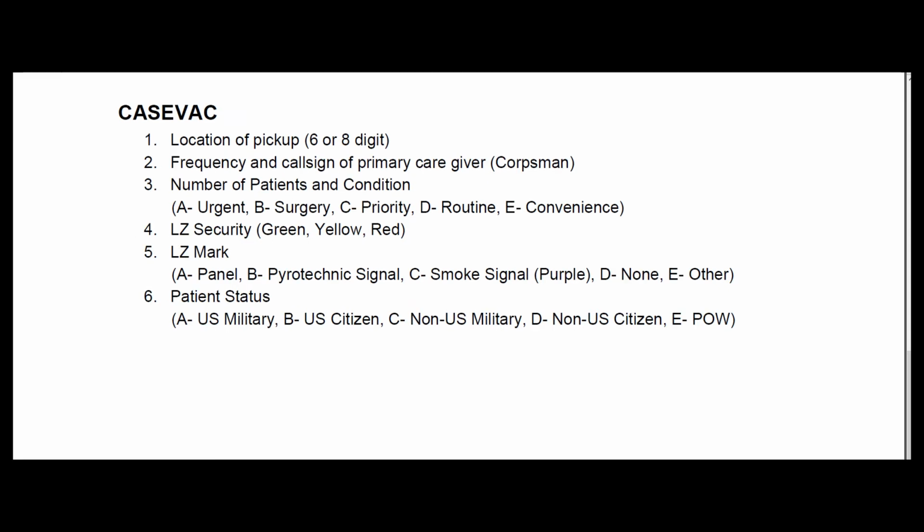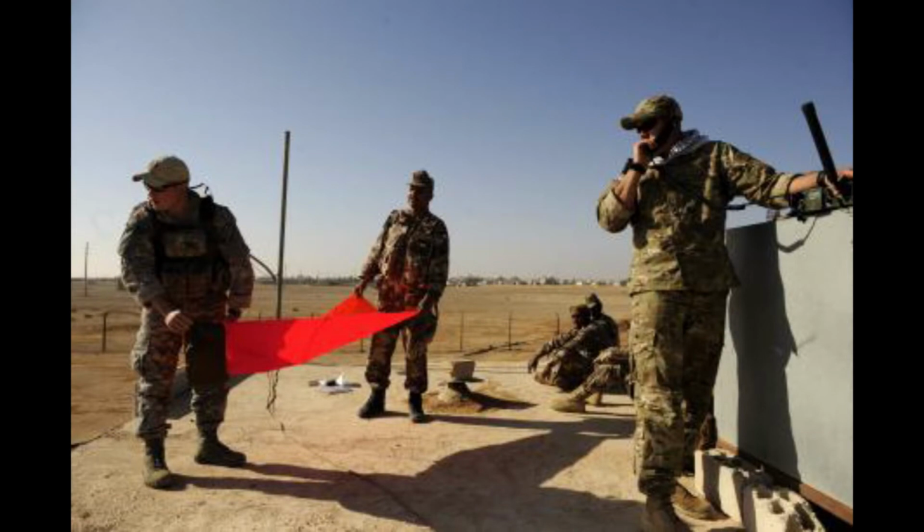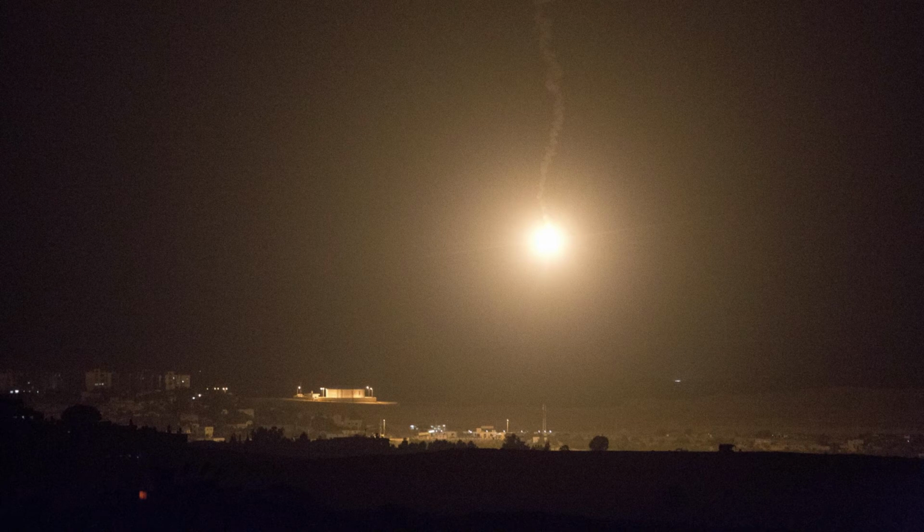Line number 5 is the LZ mark. That is also done in Alpha, Bravo, Charlie, Delta, and Echo. Alpha being a panel. These aren't really in ARMA, but in real life, they're reflective panels that can be seen through night vision goggles, but also visually they're very bright. They're generally orange or red, and they're used to mark LZs as they allow pilots to see the LZ. They're like little cloth things that you can fold up and carry with them, so they're super portable. Bravo is a pyrotechnic signal, so that would be something such as a flare. It'd pretty much be limited to a flare.